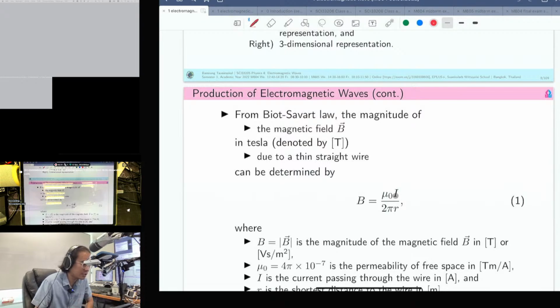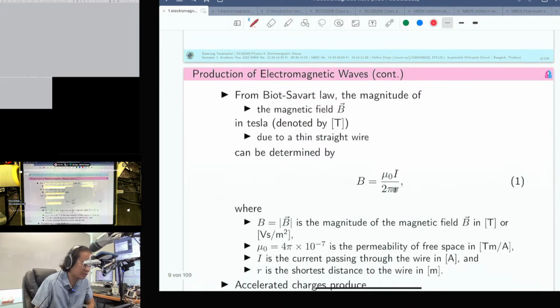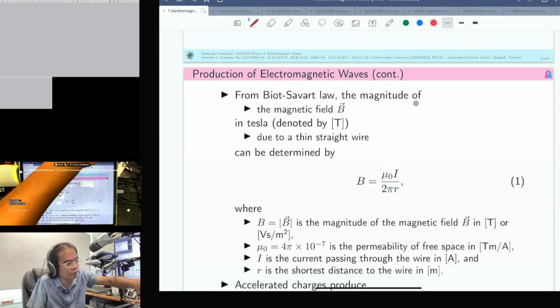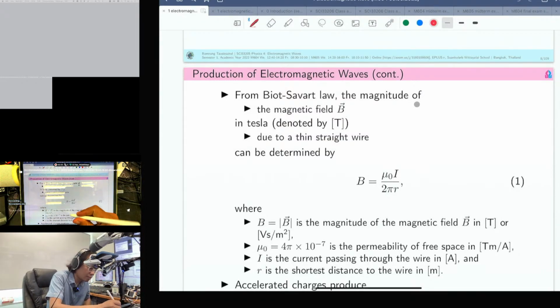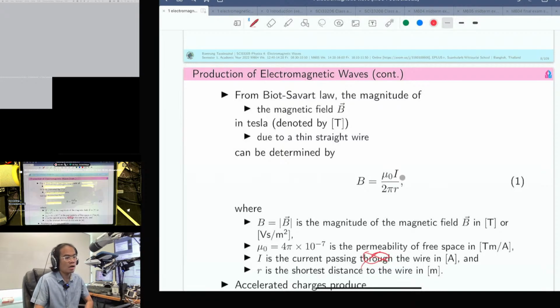We use the letter I to represent the current flowing through the wire. Okay, not passing, flowing through. I'm going to remove this one. But in any science experiment, we are going to need the constant, right? And the constant has been discovered as mu zero.